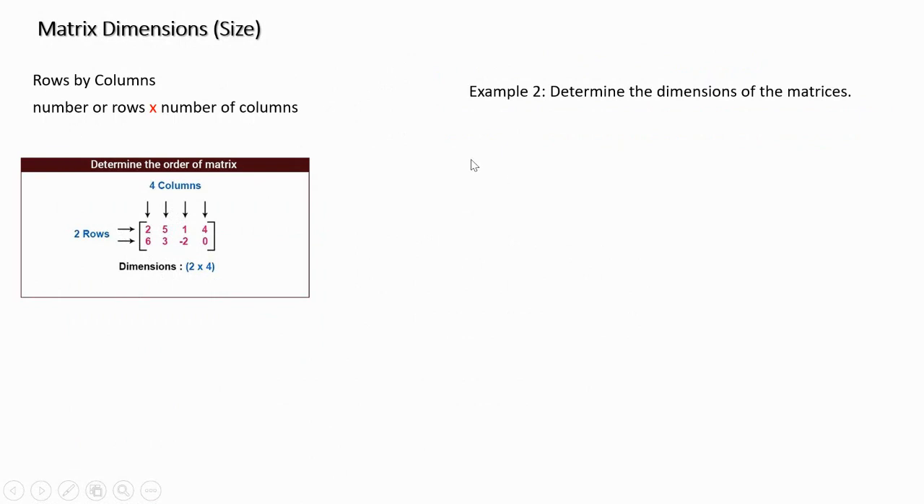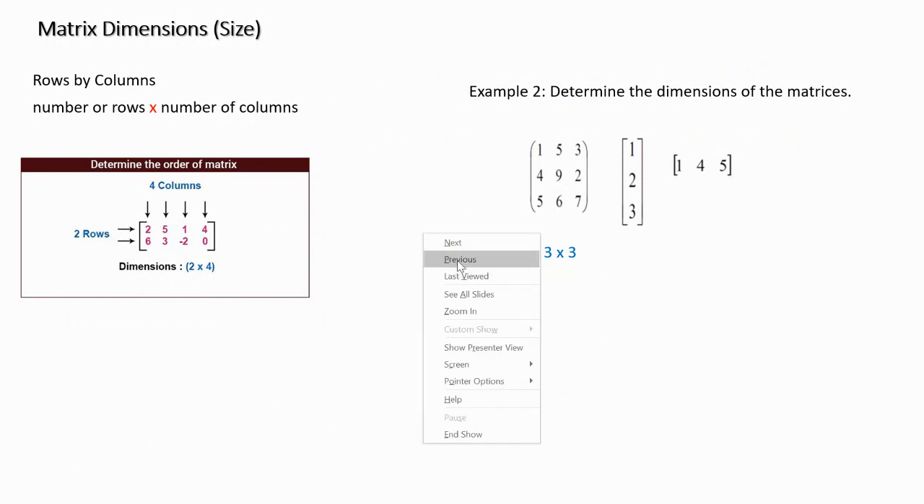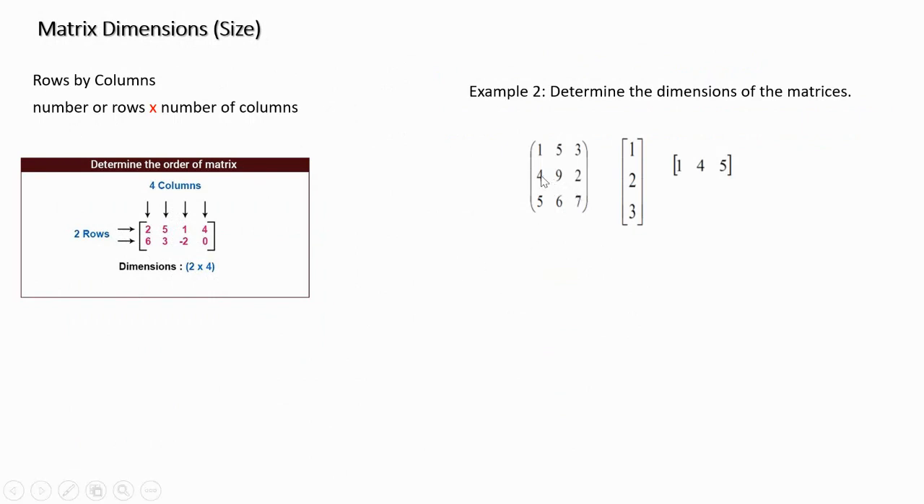Example 2, determine the dimensions of the matrices. For example, this matrix here on the left, you have 3 rows, 1, 2, 3, and 3 columns, 1, 2, 3. So that's going to be a 3 by 3 matrix.